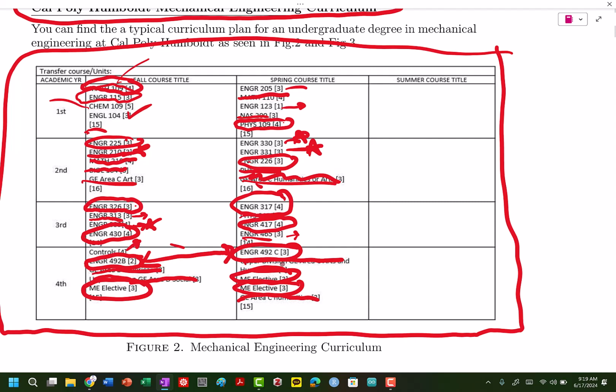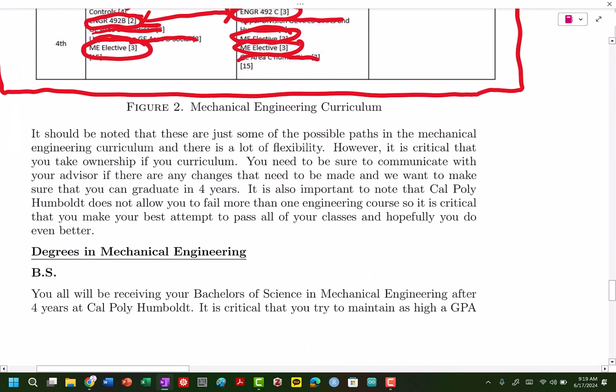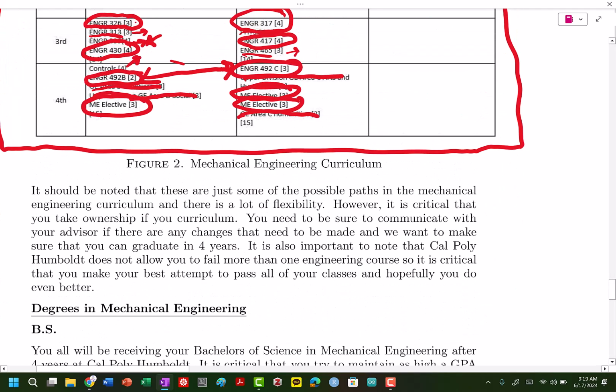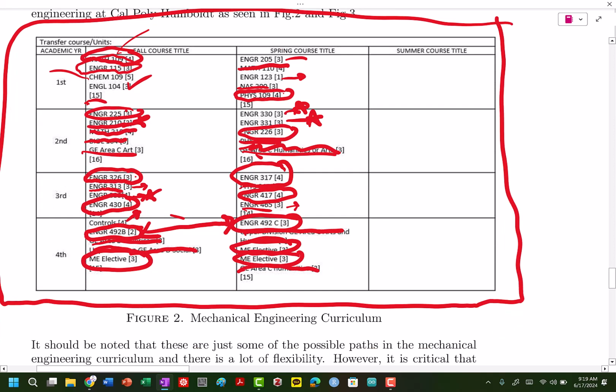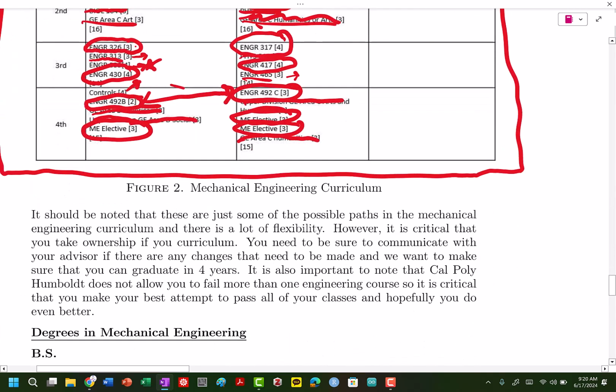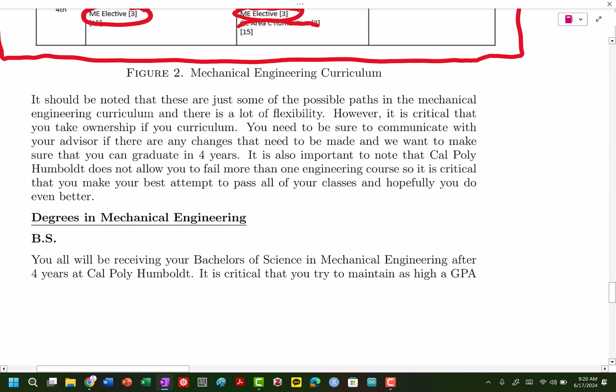So this is your curriculum. And on one of your assignments, you're going to create your own curriculum. There's lots of flexibility. And again, this is not set in stone. So you can move some of these around. It's important that you understand what the prerequisites are for each course. And you need to really communicate with your advisor as well when you're setting up your curriculum. But this is your curriculum. So really take ownership of this. And make sure that you know what classes you need to take, what's your plan, how you're going to achieve your goals.